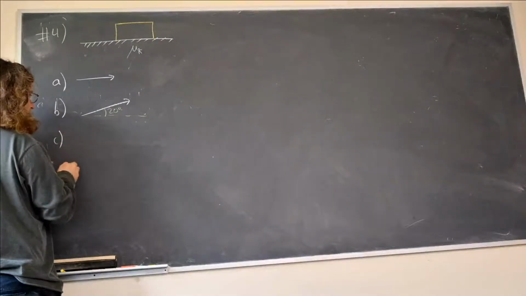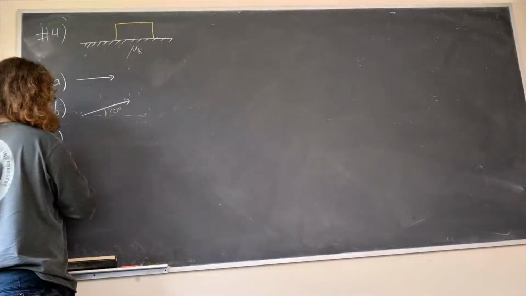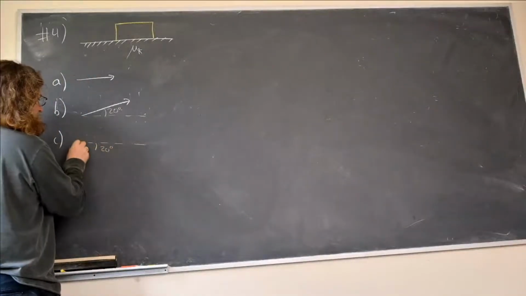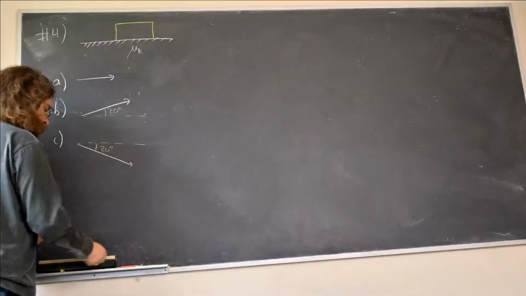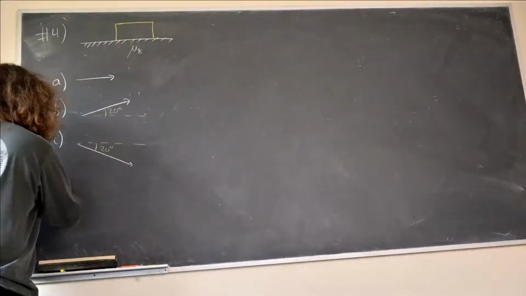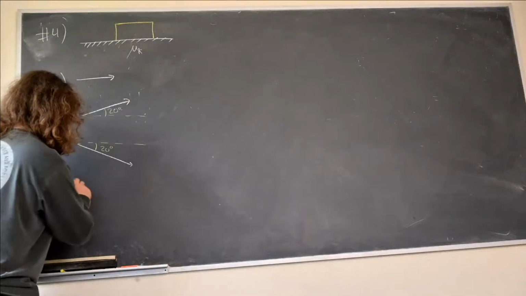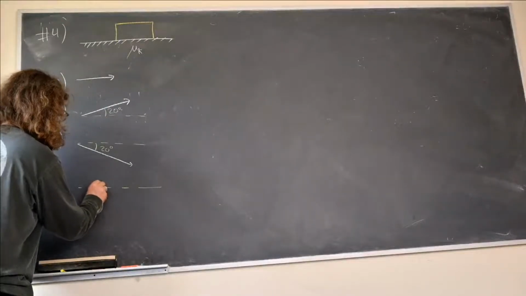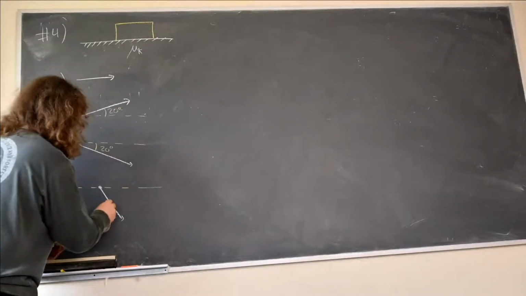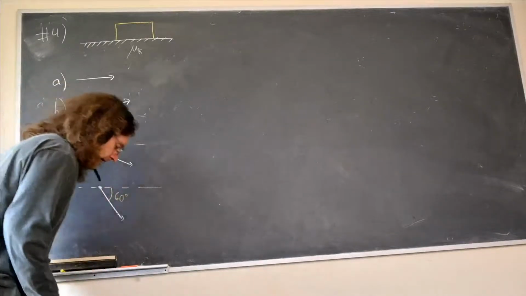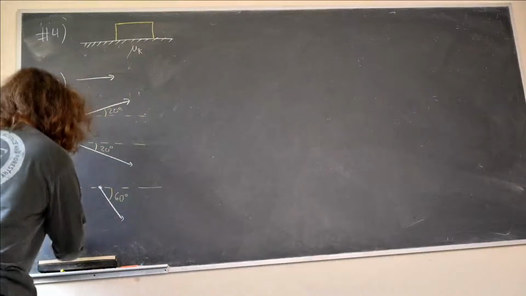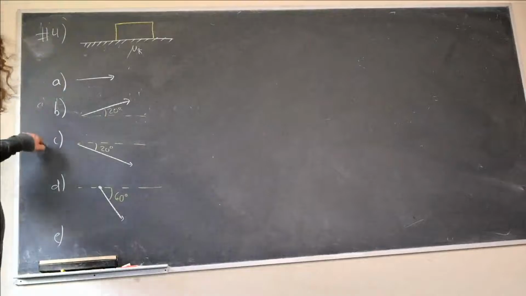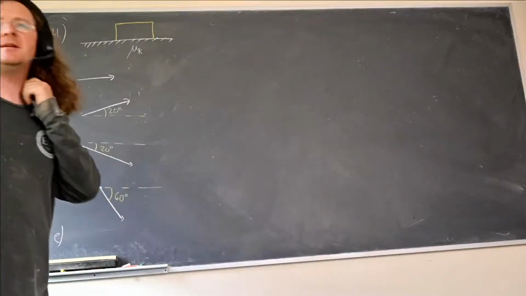In part C, we're going to push it at 20 degrees below the horizontal. Part D, we're going to push it at 60 degrees below the horizontal. Something funny is going to happen here. That's 60 degrees. And then part E is something I will discuss as we go, which is, without doing any math, why do B and C give you different answers? So what is the dealio here?